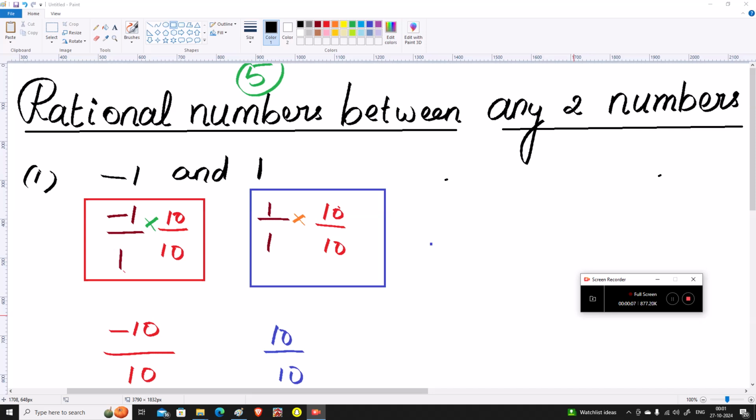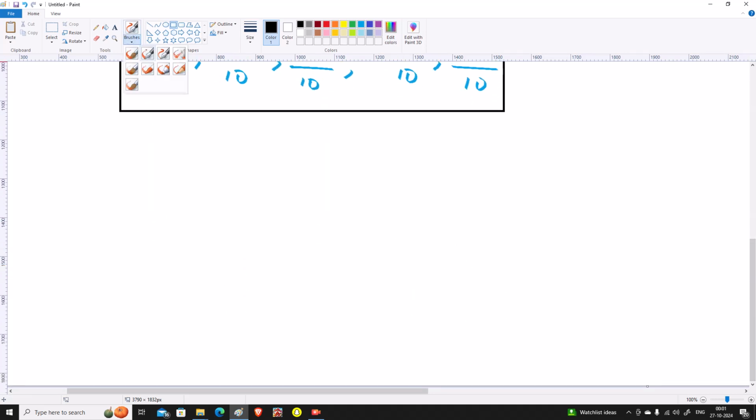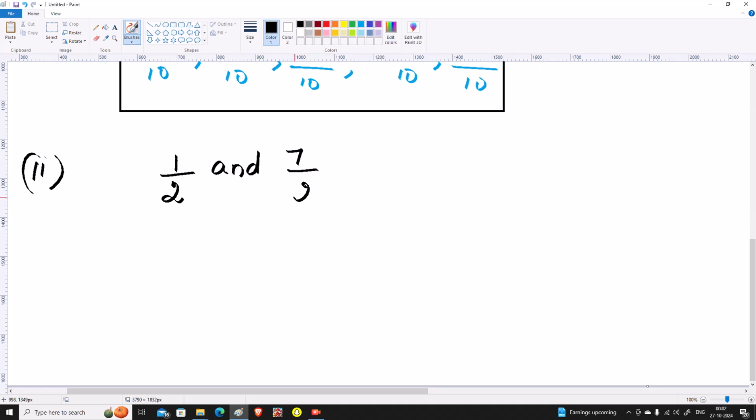So, in this rational number series, we are learning now rational numbers between any two numbers. In the previous video, we learned five rational numbers between two integers. Suppose instead of integers, they have given a rational number, that is a fractional number. What is the procedure I have to follow? Suppose between 1 by 2 and 7 by 2.